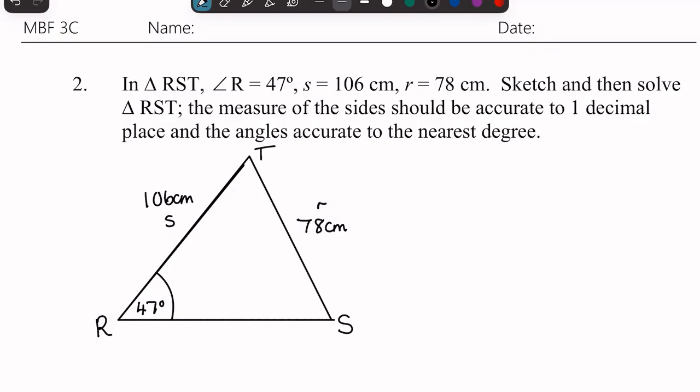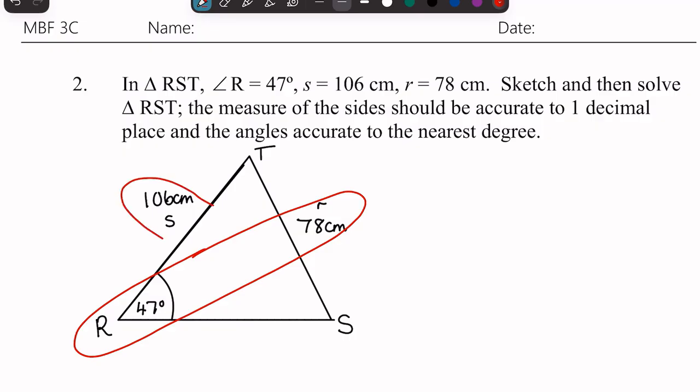Okay. So now we need to solve it. Can we figure out the angles first? Probably not easily. We only have one given angle. So we need to use the other information that we have to solve for another one of the angles. So we have this side length R and angle R. And then the only other value we have is side length S. So we'll have to use that in order to figure out angle S.